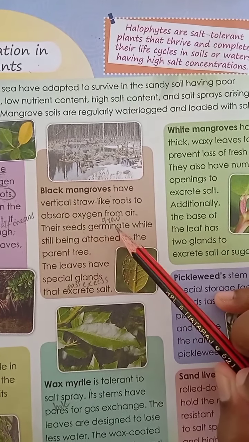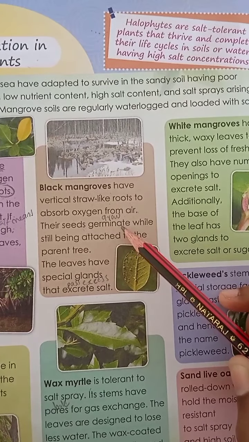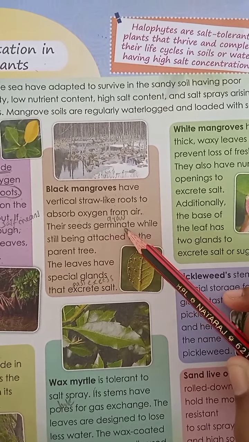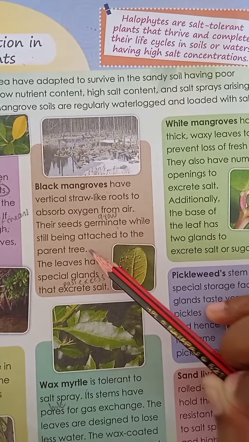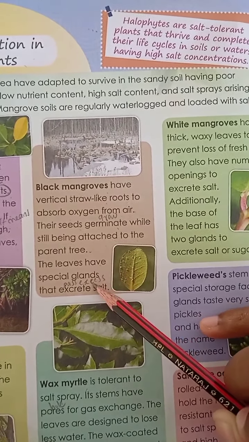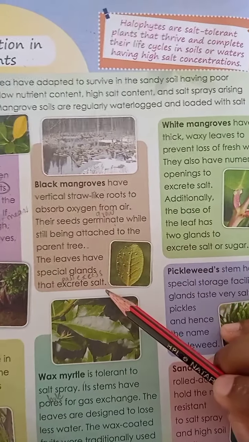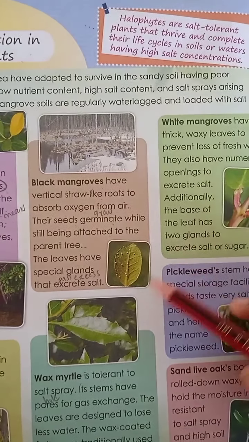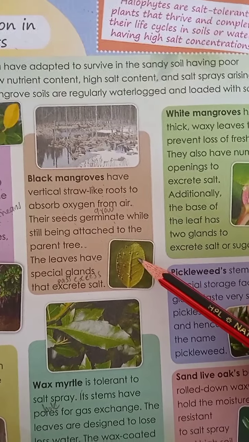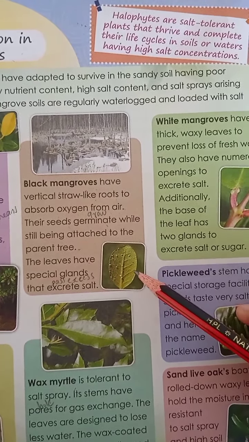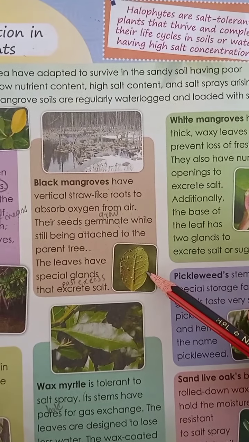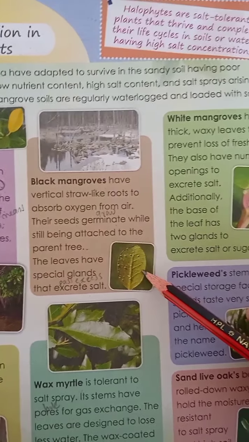Their seeds germinate. What is the meaning of germinate? Grow. Their seeds grow while still being attached to the parent tree. The leaves have special glands to pass excess amount of salt. We can see here these leaves have some special glands to pass excess amount of salt.